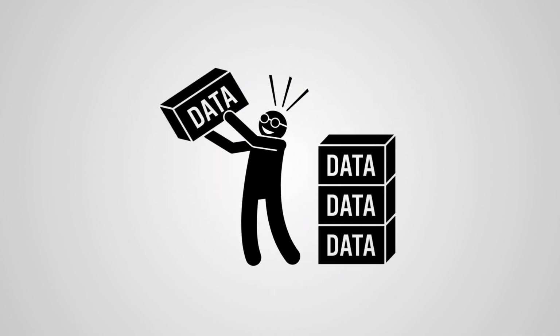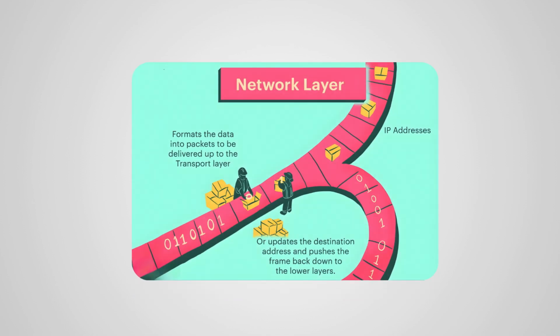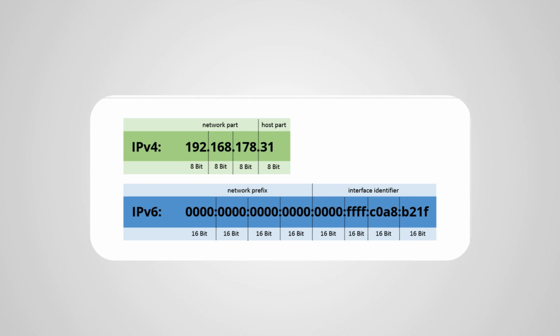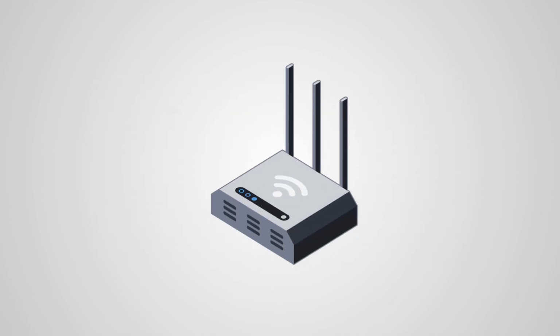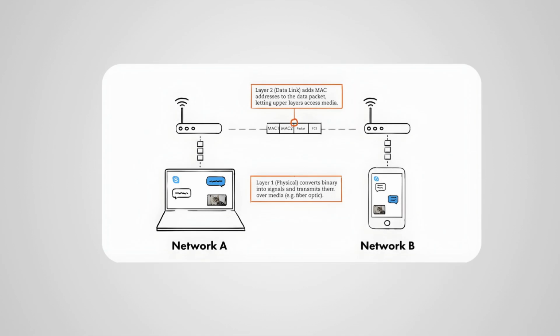Network layer. The network layer handles the movement of data across different networks and determines the best path for packets to reach their destination. At this layer, devices are identified using IP addresses provided by the Internet Protocol. Routers operate here and analyze these addresses to decide where each packet should travel next.